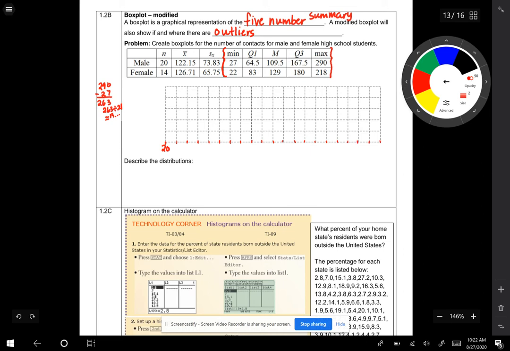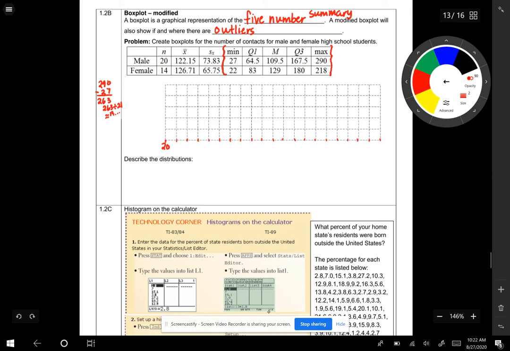So labeling quickly, I'm going to say 20, and I'm going to skip so it's not bunched up together: 50, 80, 110, 140, 170, 200, 230, 260, 290, and so on. And then we can go ahead and do our males.